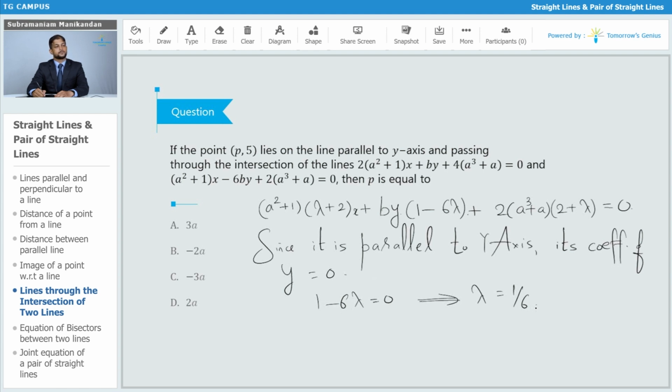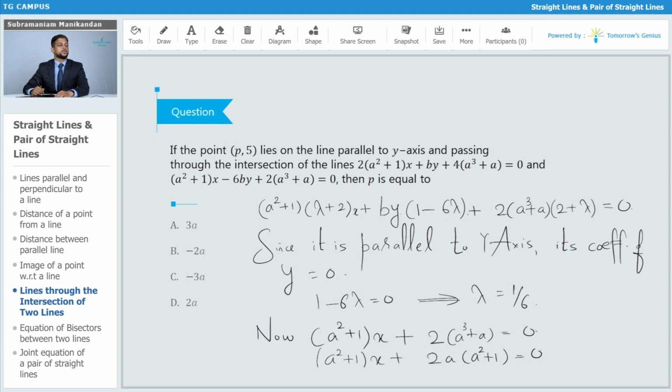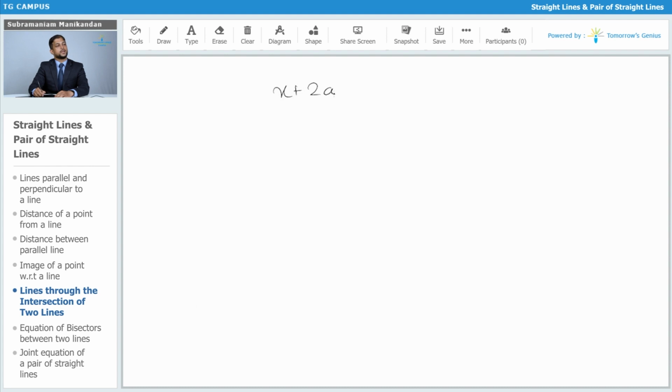What next? Okay, substituting lambda is equal to 1/6, we get (a squared plus 1) into x plus 2 times a cubed plus a equals 0. So this gives us (a squared plus 1) times x plus 2a into (a squared plus 1) equals 0. And so we get x plus 2a equals 0, that is, x is equal to minus 2a. So x is equal to minus 2a is the equation of the line.